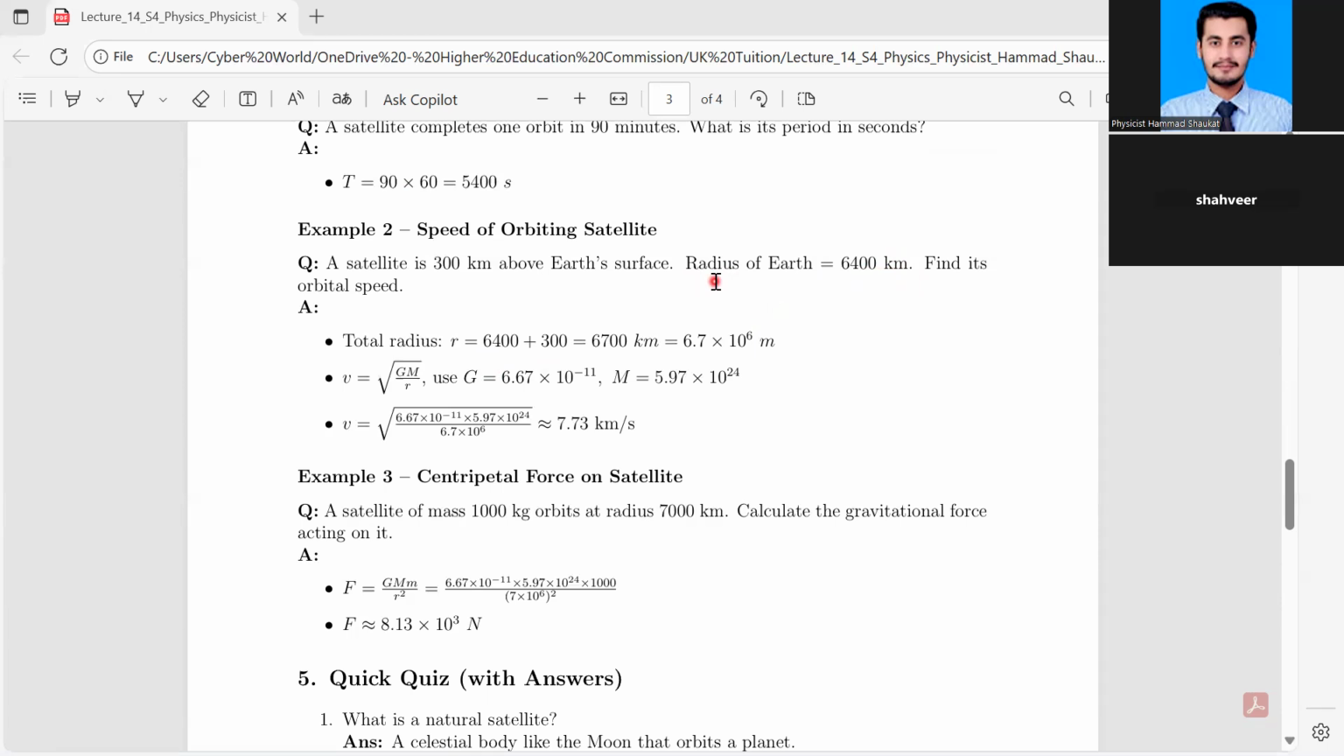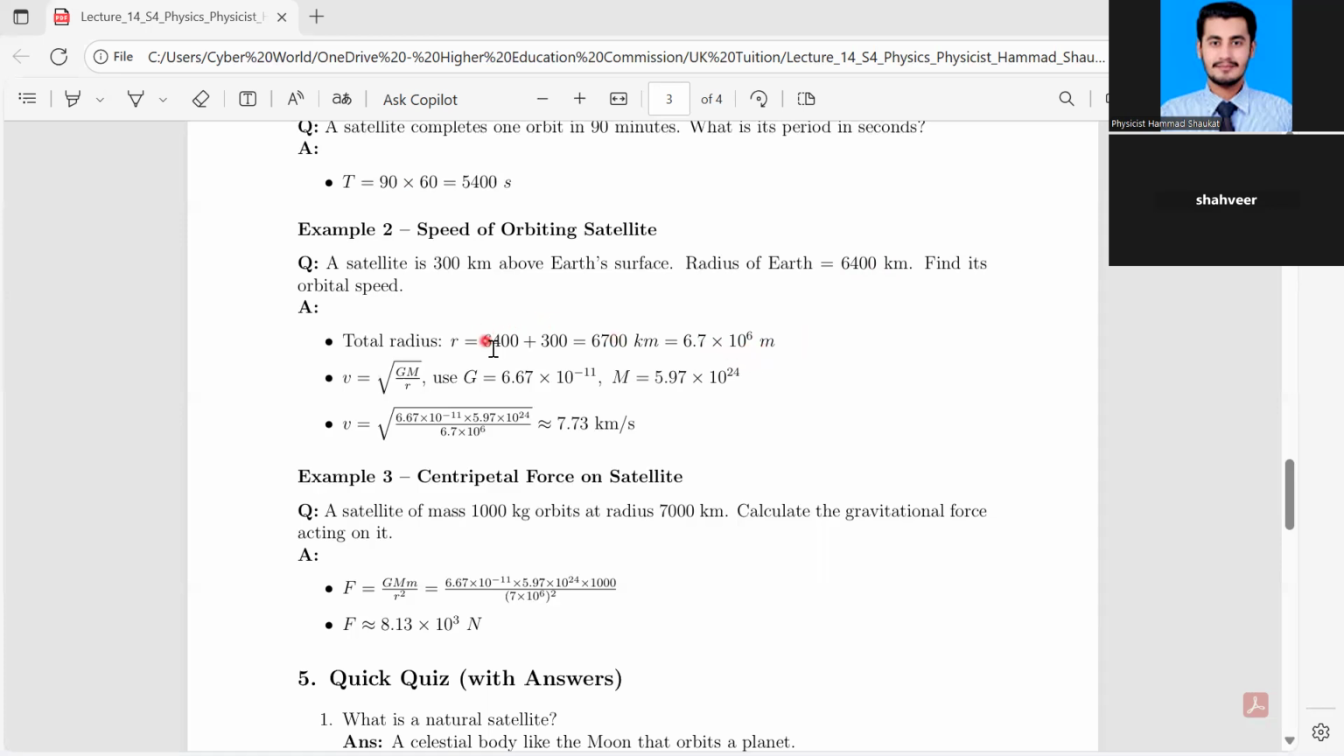Meters. Yes, meters. So you have to convert kilometers into meters. You know the value of kilo? Thousand, 1000. Yes, so 6400 multiplied by 1000 gives your answer, which is approximately 6.4 into 10 raised to power 6.